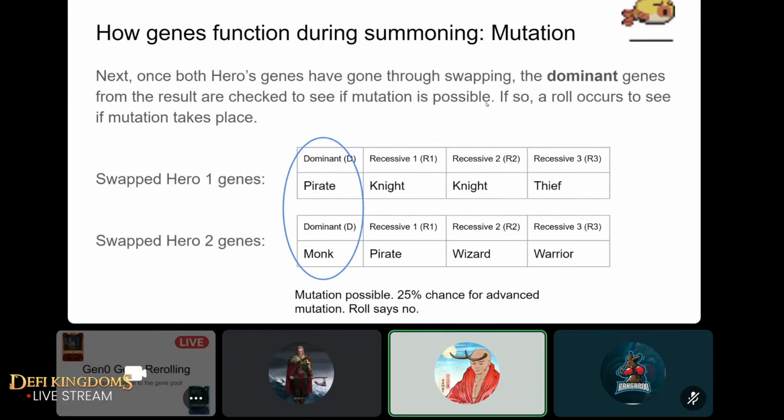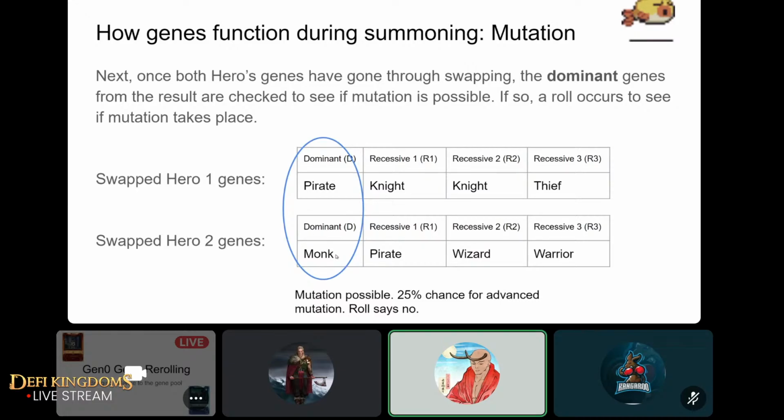Then from there, the next thing that happens is a check to see if a mutation occurs. Mutations can only occur with a specific pair, and only on the dominant gene. It does not look at any potential for mutation on any of the recessive genes. So it'll check, is this a valid pairing for a mutation? If yes, then it does a roll to see if it happens.